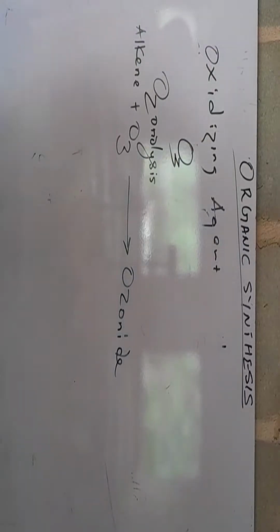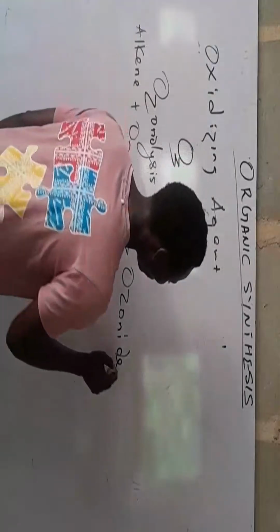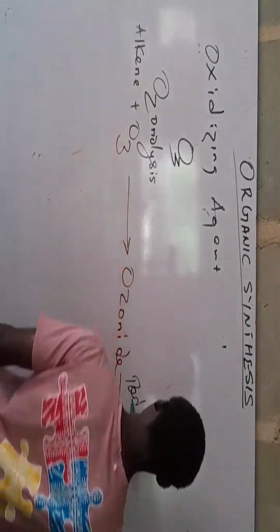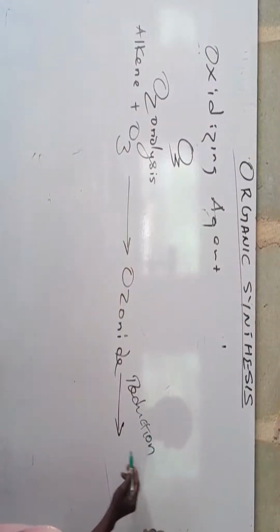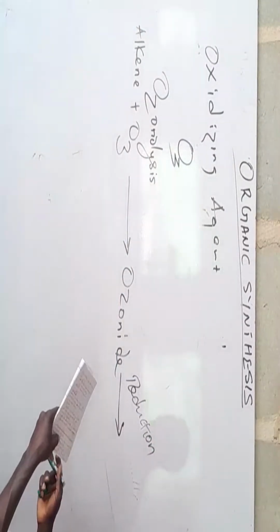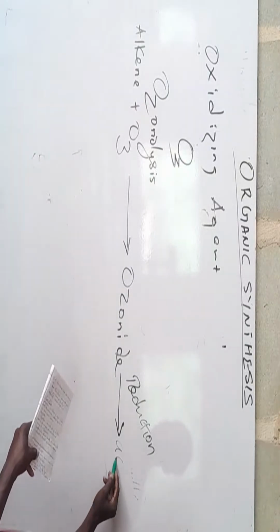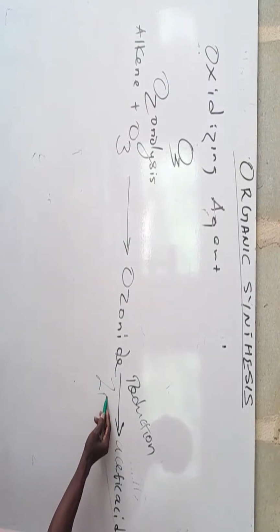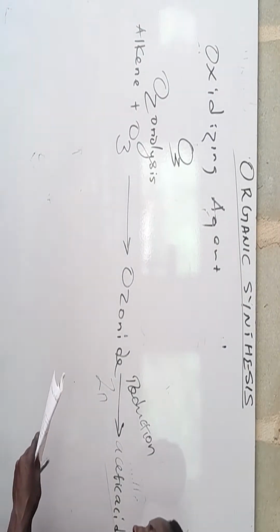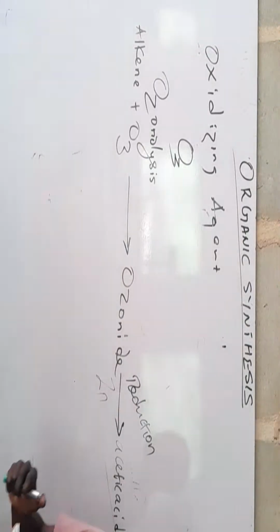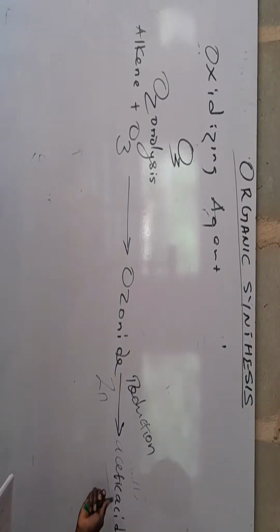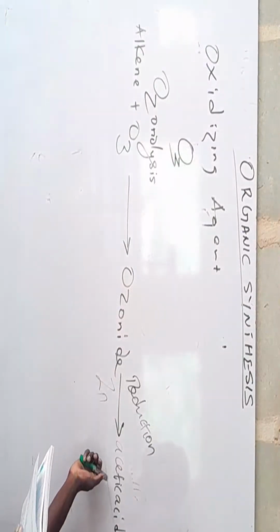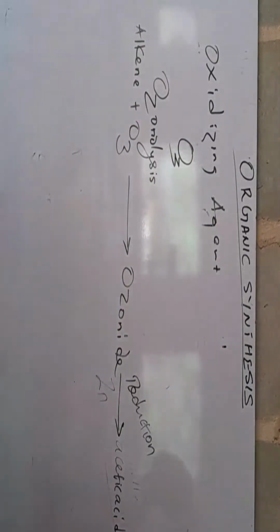The ozonide is then reduced to what we call aldehydes or ketones by zinc metal. So through the process of reduction, there is formation of another needed compound. But for this reduction to take place, we will need zinc metal. Okay? So eventually, this then yields aldehydes or ketones.